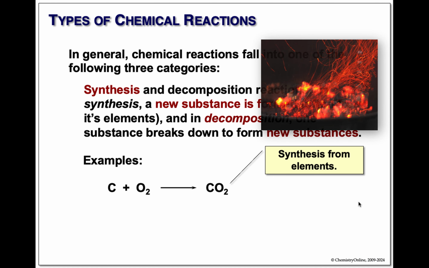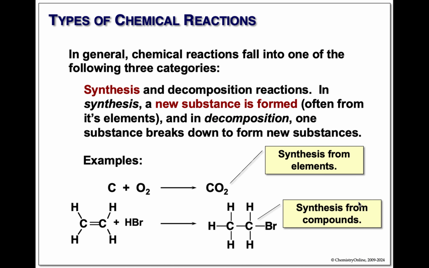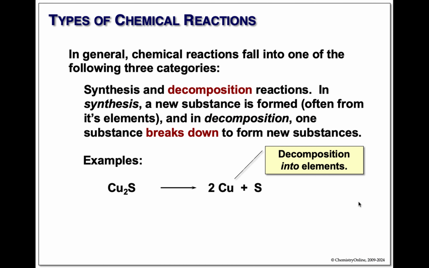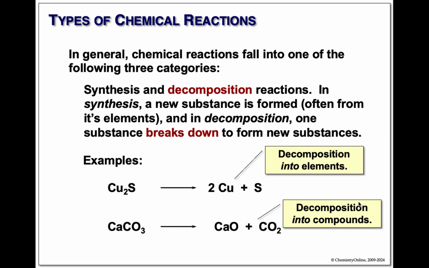We can also do synthesis reactions with compounds. Again, this is ethene plus HBr giving bromoethane. Simple organic reaction, but again, compounds and elements all work. Decomposition is simply synthesis backwards. Copper(I) sulfide, if you warm it up, gives copper and sulfur. Decomposition into the elements. You can do it with compounds as well. Calcium carbonate, if you heat it up, you can get calcium oxide and CO2.